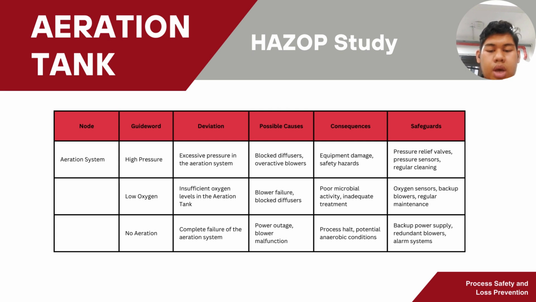In summary, our hazard study for the air supply inlet and effluent outlet nodes identified several potential deviations and the associated risks. By understanding these deviations and implementing appropriate safeguards, we can significantly reduce the likelihood of hazardous events and improve the operability of the system.